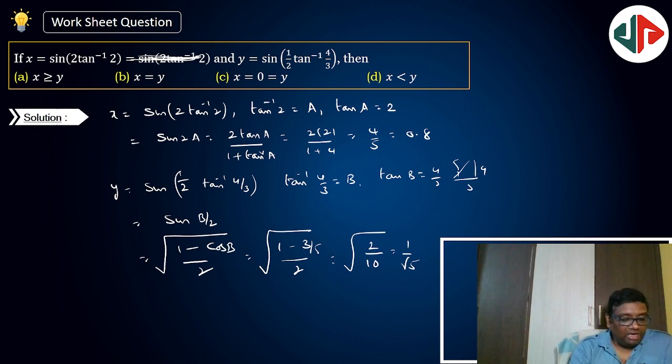So 1 by root 5, the approximation value is definitely such that the x value is always greater than the y value.